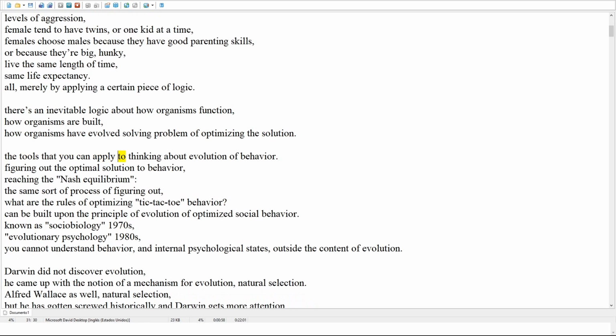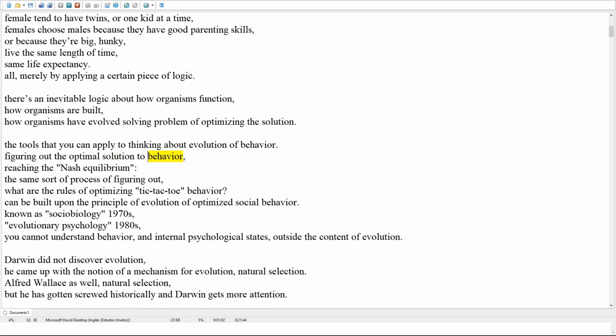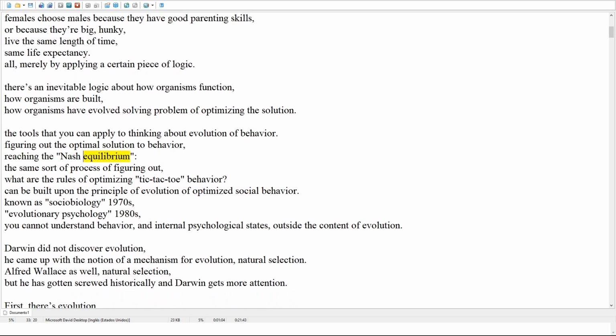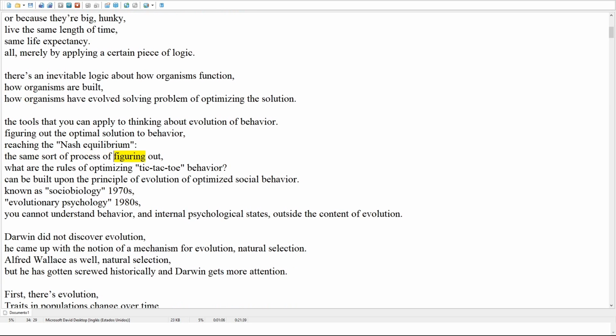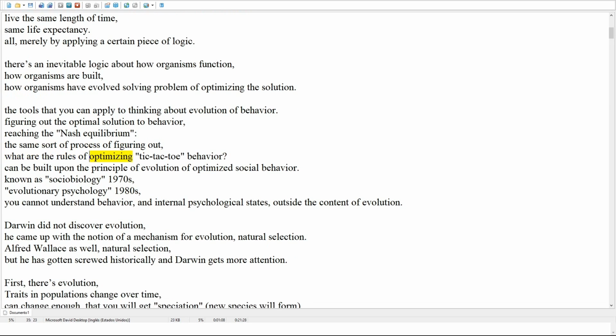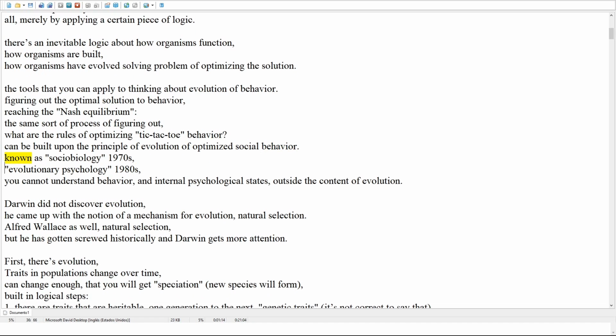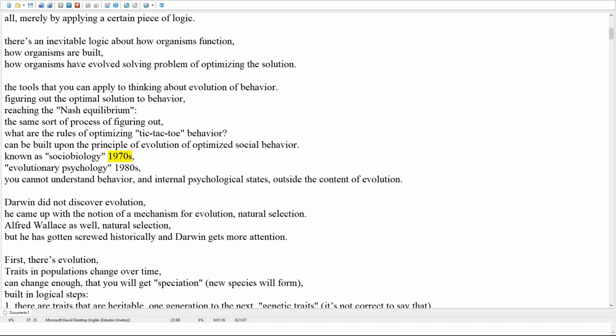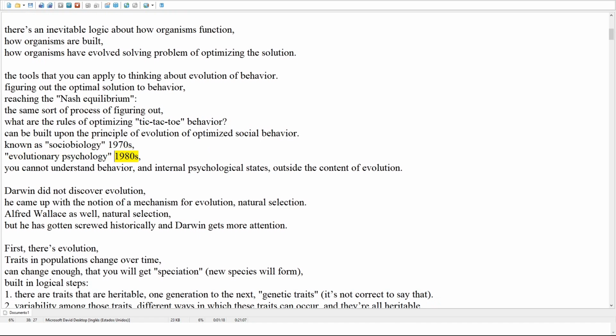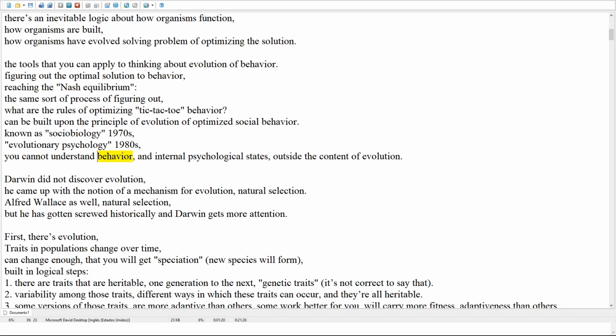These are the tools that you can apply to thinking about the evolution of behavior: figuring out the optimal solution to behavior, reaching the Nash equilibrium. It's the same sort of process as figuring out the rules of optimal tic-tac-toe behavior. It can be built upon the principle of the evolution of optimized social behavior, known as sociobiology in the 1970s and evolutionary psychology in the 1980s. You cannot understand behavior and internal psychological states outside the context of evolution.